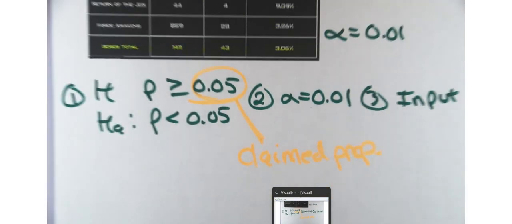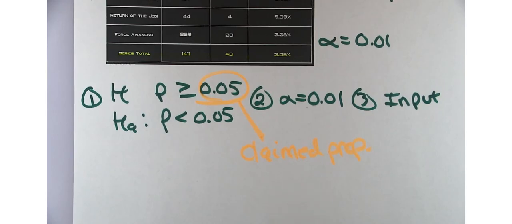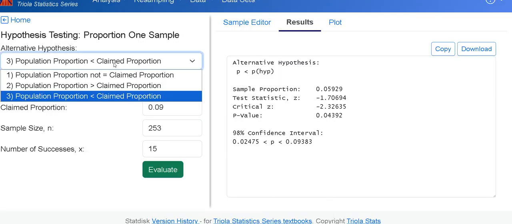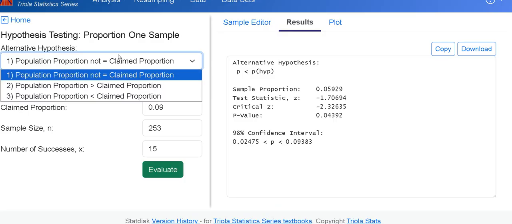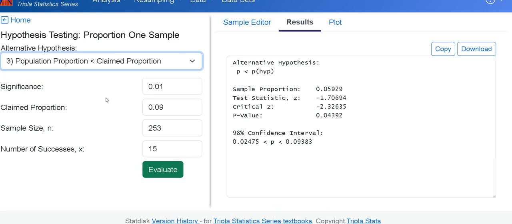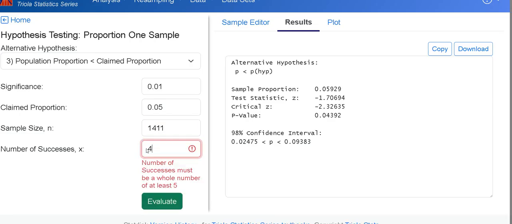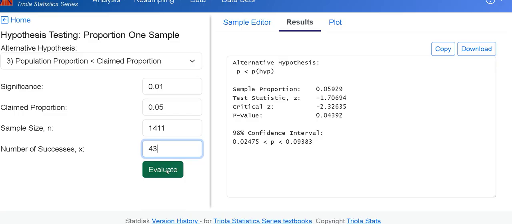But the reason that you have to be careful about this and pay attention to it is because they're going to ask you to fill this in. You've got 3 possibilities here. Which one looks good? 1, 2, or 3? 3. So our population proportion is less than the claim proportion. Claim proportion is going to be 0.05. Our sample size was 1,411. And of those, these really accurate stormtroopers got a total of 43 shots. Yeah, it's not so good. It's about a 3% hit rate.